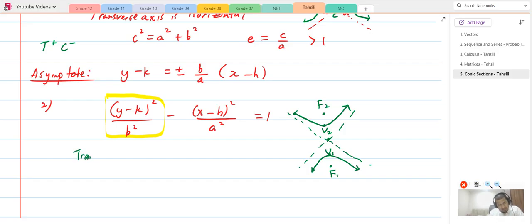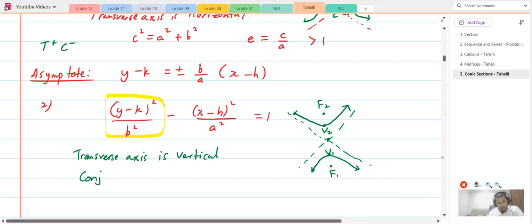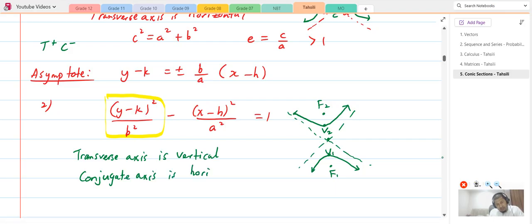So the transverse axis is vertical, right? And the conjugate axis is horizontal.